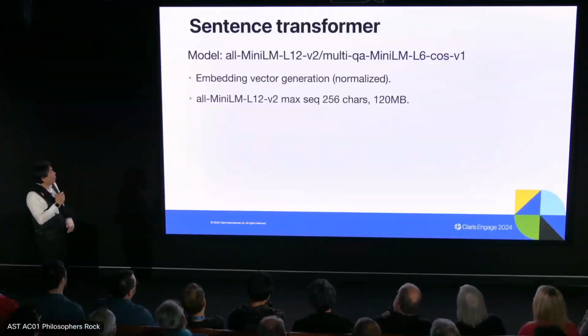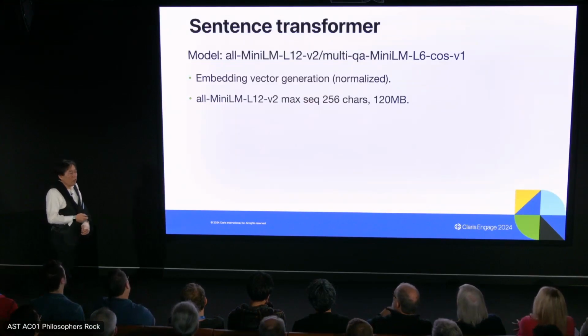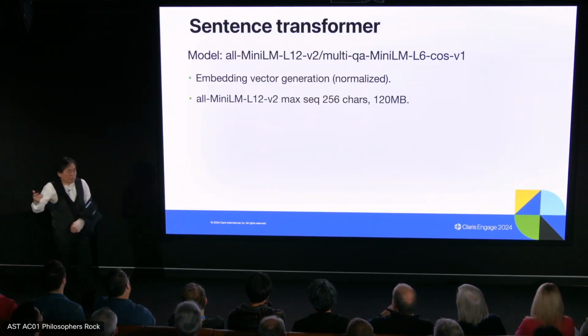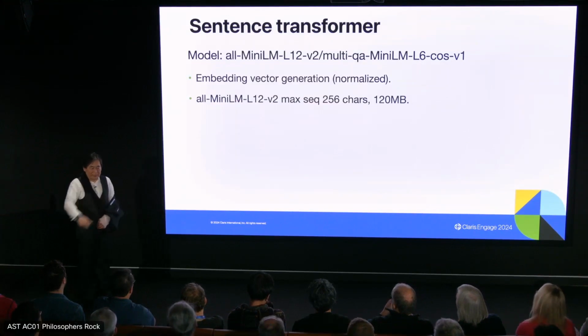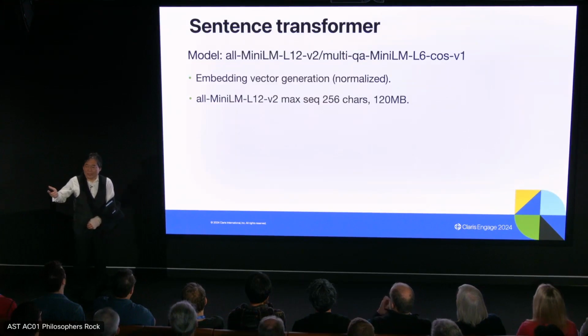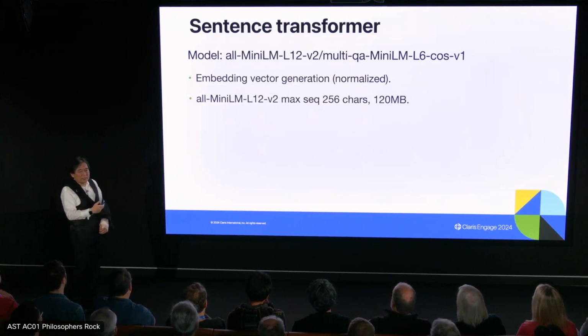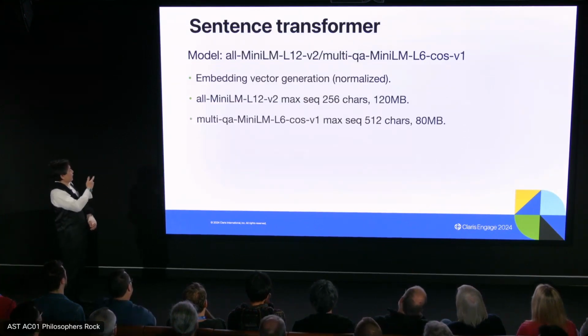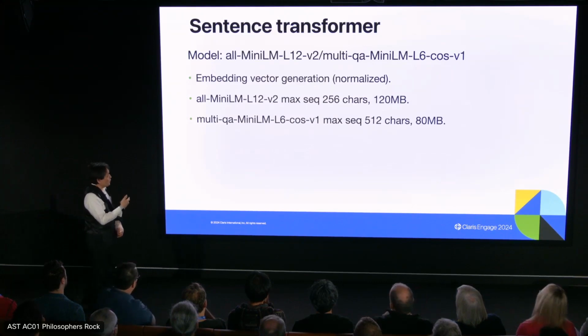Another thing to pay attention to is the maximum sequence length. For example, for the all-MiniLM-L12-v2, the maximum sequence is 256 characters. What that means is if you send a text of more than 256 characters to generate an embedding vector, it will truncate anything after 256. So you need to pay attention to that. Otherwise, you might get some unexpected results. Another thing is the size of the LLM. This one is 120 megabytes. And the second one, multi-qa-MiniLM-L6-cos-v1, the maximum sequence doubles to 512.